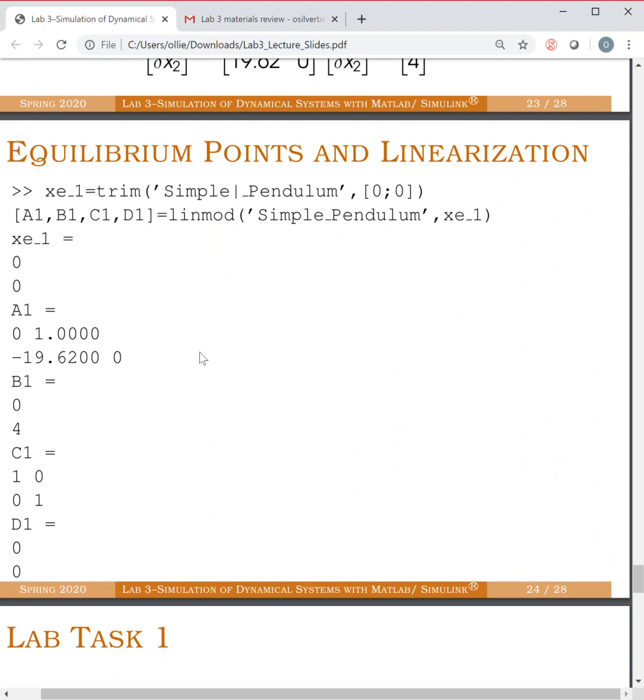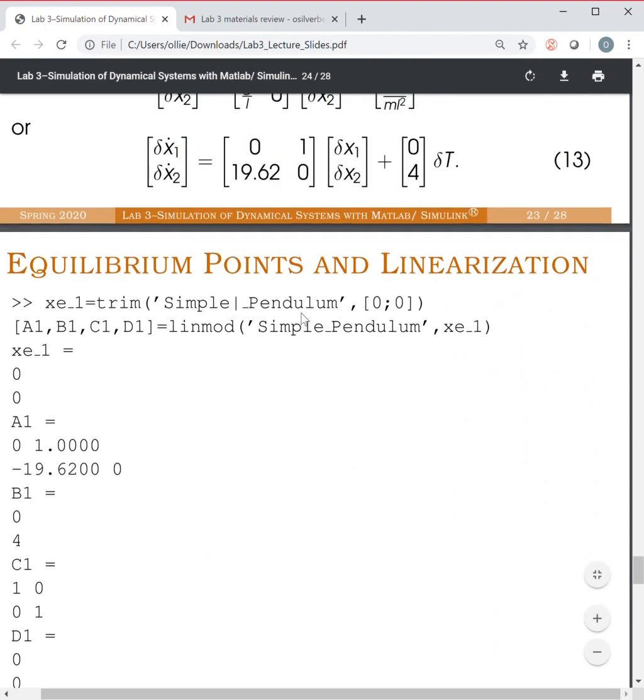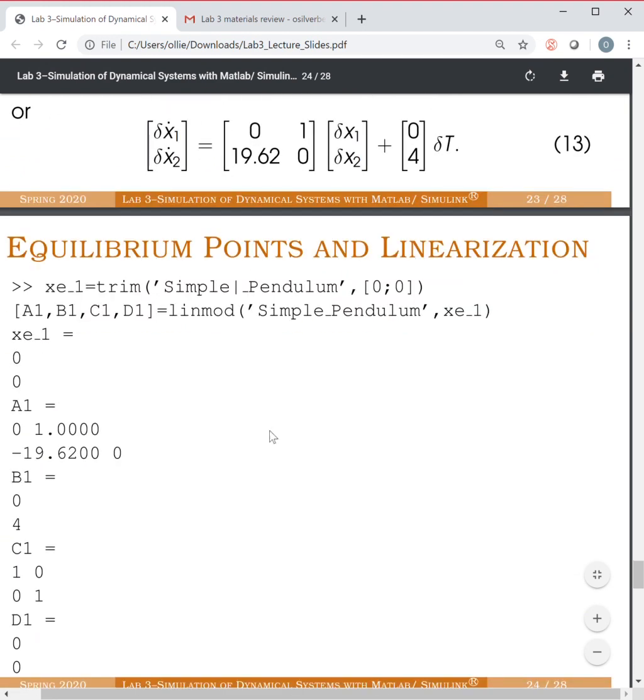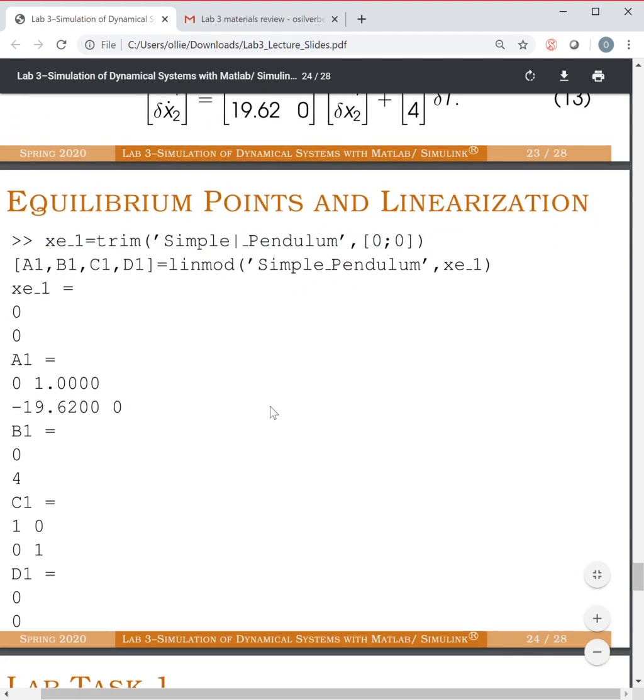Okay, in MATLAB, what we see is just this code here. So I'll use the linmod function. We'll input the model name and the point we want to linearize about, 0, 0. And the A, B, C, and D matrices that it spits out are the state space matrices. So state space, as we know, is linear. So if you input a nonlinear system, linearize it about an equilibrium point, it'll give you the linear matrices, or the matrices in order to construct a linear model.